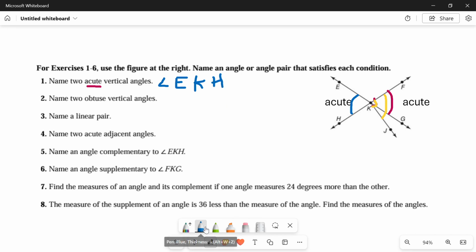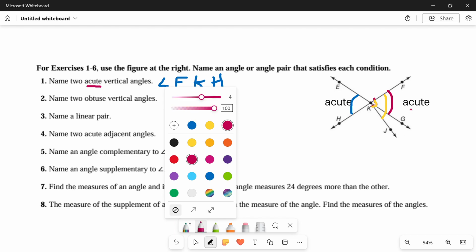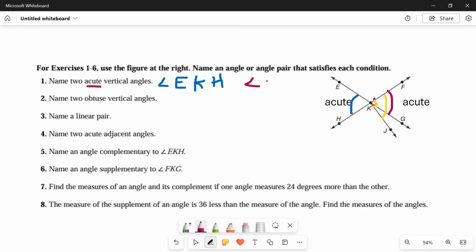And then I need another angle here, right? That would be this acute one, which is FKG. So I'd say angle F. Sorry, this is really hard. I'm writing this with a mouse because my touch screen broke. I'm going to try to get a new one, FKG.